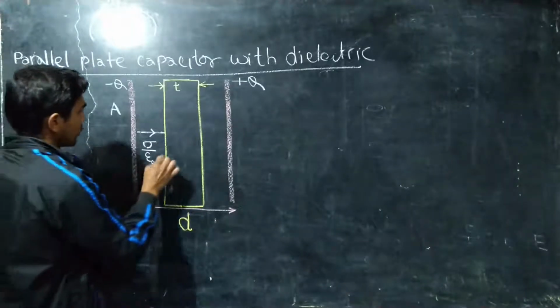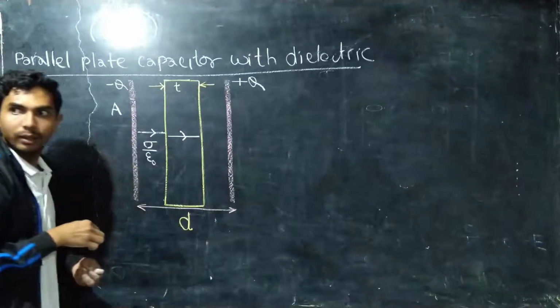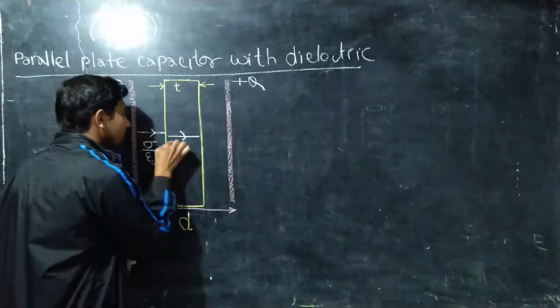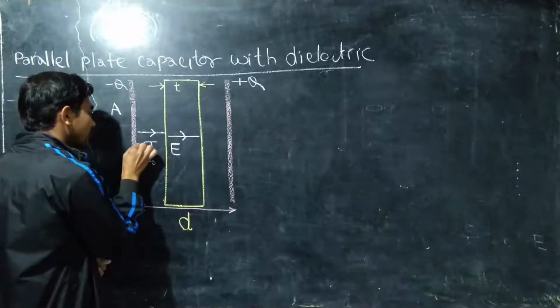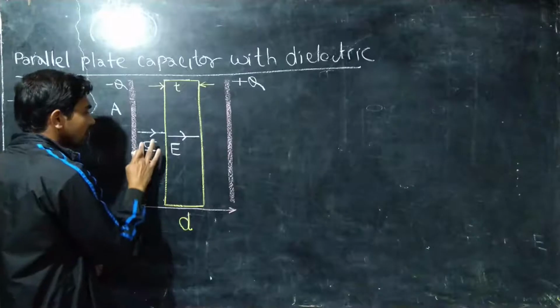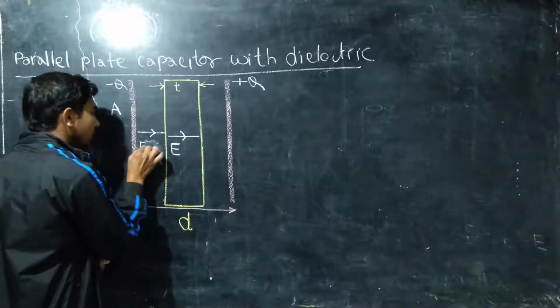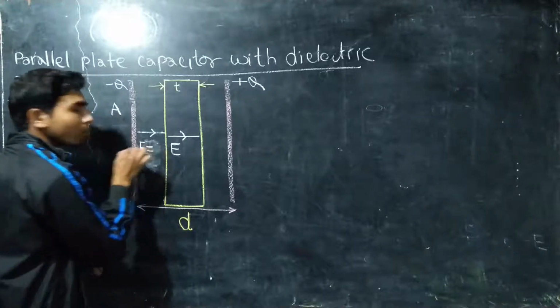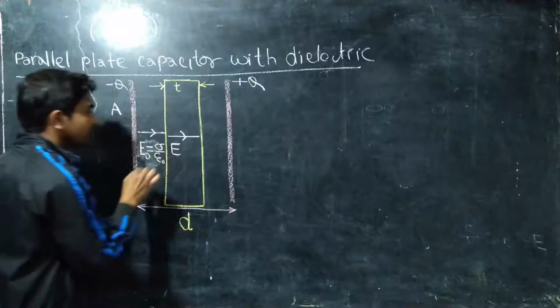But what about the electric field inside the dielectric material? Suppose the electric field inside the dielectric material is E, and the electric field outside is E naught. And this E naught is how much? Sigma by epsilon 0, right?